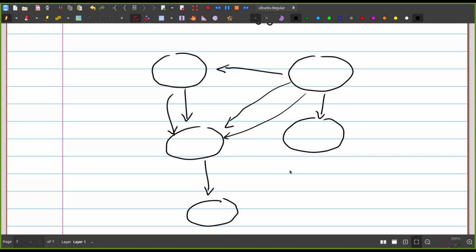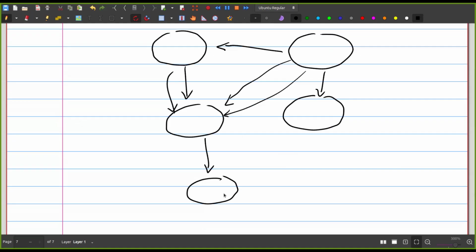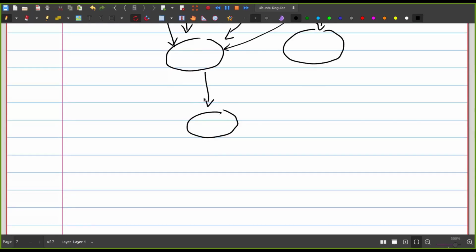So I'm going to define the concept of a bottom strongly connected component. A bottom strongly connected component is a strongly connected component that doesn't have any outgoing edges. Okay, so this one is a bottom strongly connected component. This one is a bottom strongly connected component. But for example, this one isn't because it has an outgoing edge. So a BSCC, or bottom strongly connected component, is an SCC without any outgoing edges.